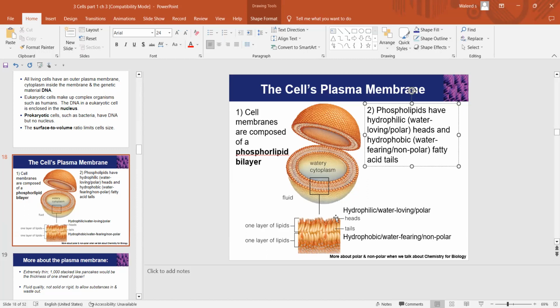The head is phosphate. So it is hydrophilic. What's hydrophilic? Hydro is water, philic is loving. It loves water. So you solve the issue. And the tail will stay inside to act as a barrier. So not everything will be allowed to go in and out. So everything that I talked about here is important.